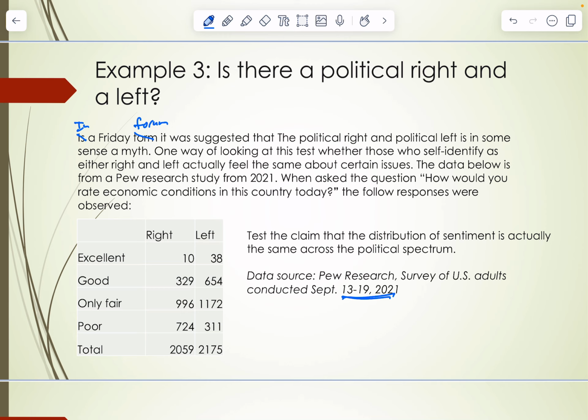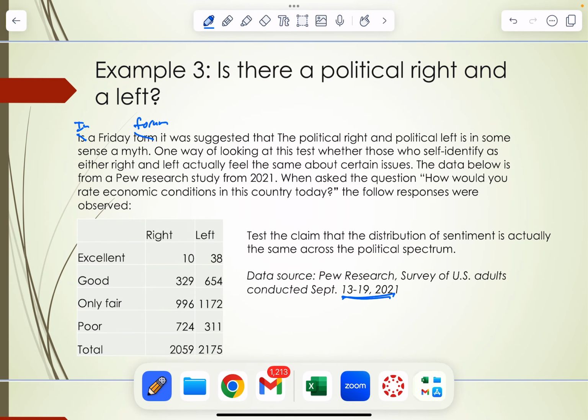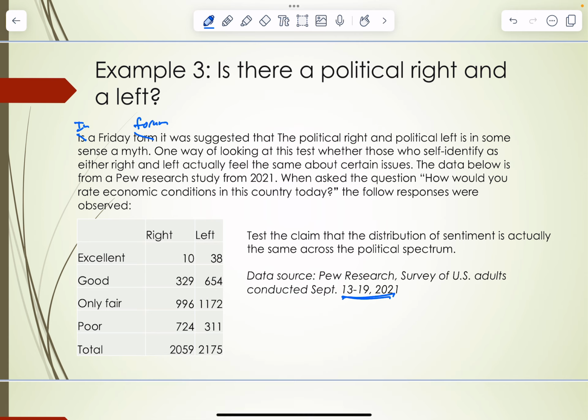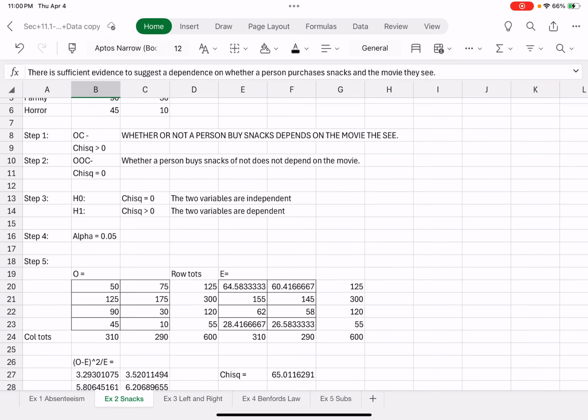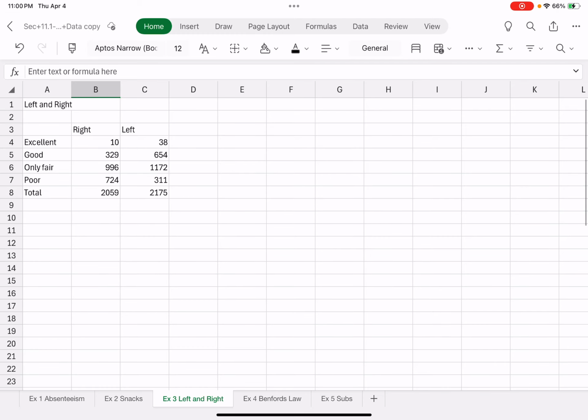Okay, let's take a look. Let's see if the test statistic is going to continue to be super big. What do I do now? Okay, tab, there we go. So now I go to right and left.